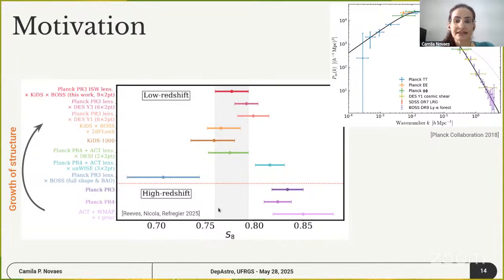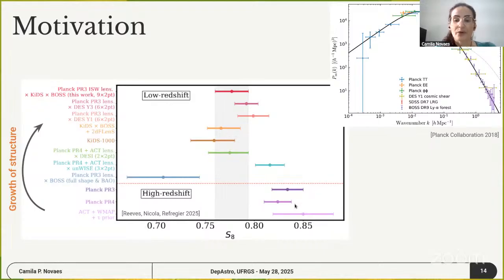You can see from this plot that when we look at the measurements from the early universe, basically CMB data, and compare them with measurements from the late universe, from large-scale structure tracers, we see that they are not totally in agreement. This is what we call today the tension in the S8 parameter.